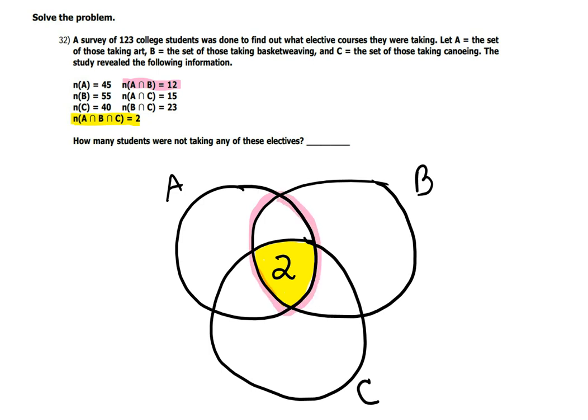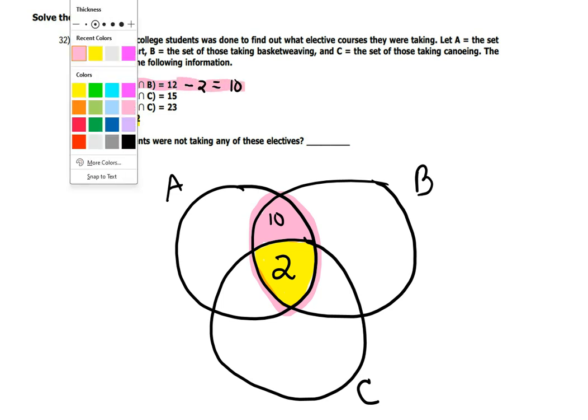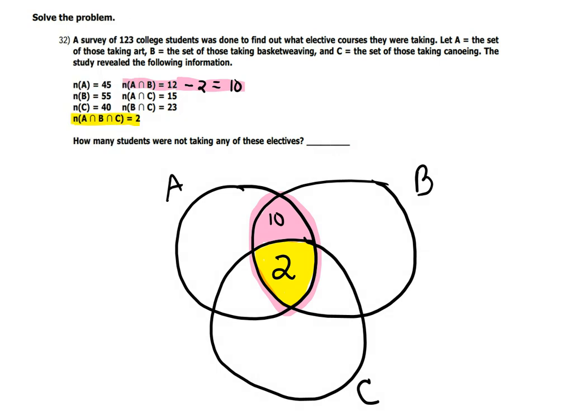And there's supposed to be a total of 12 in there. You already have 2 in the yellow part. The rest of this, which I'm highlighting in pink, is the rest of the 12, which should be 10, because 12 minus the 2 would be a 10. So there's that. Then you're going to move to the intersection of A and C.